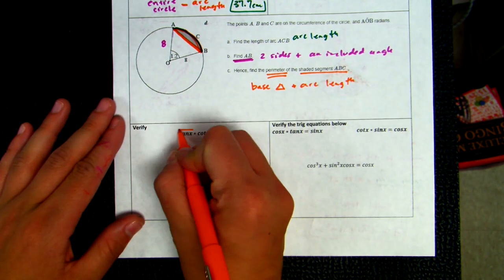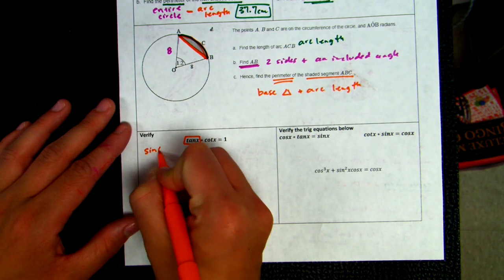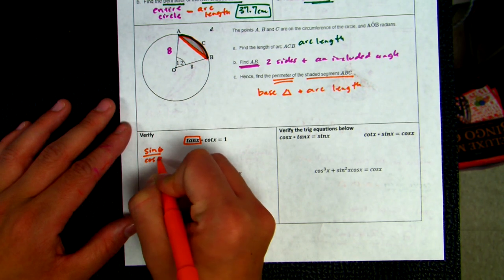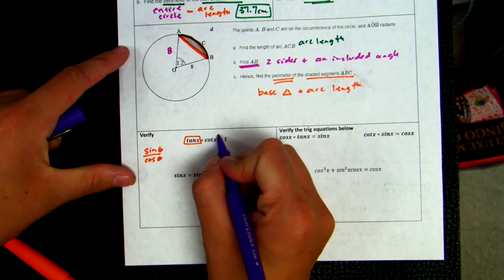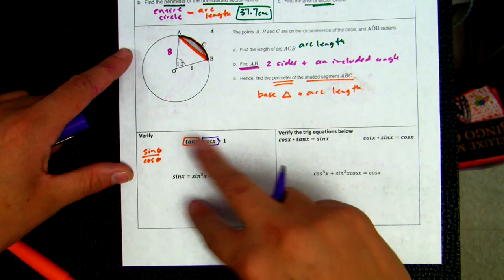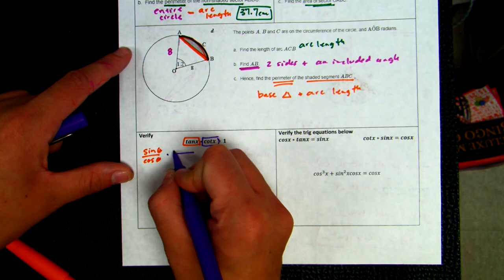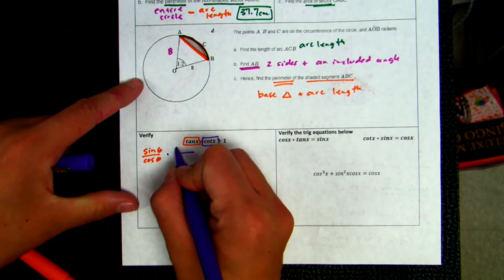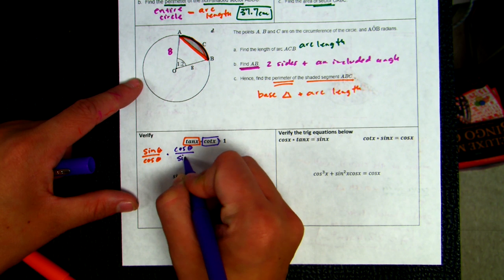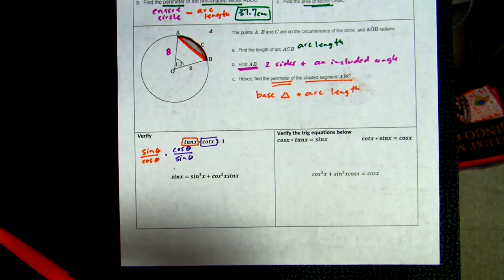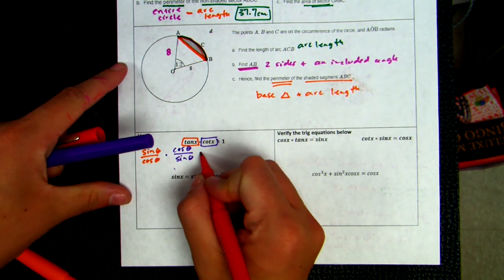I'm going to do tangent in orange. I know tangent is sine of theta over cosine theta. I know cotangent is just the reciprocal of that. So I'm going to flip my fraction, cosine theta over sine theta. And all of that has to be equal to 1.